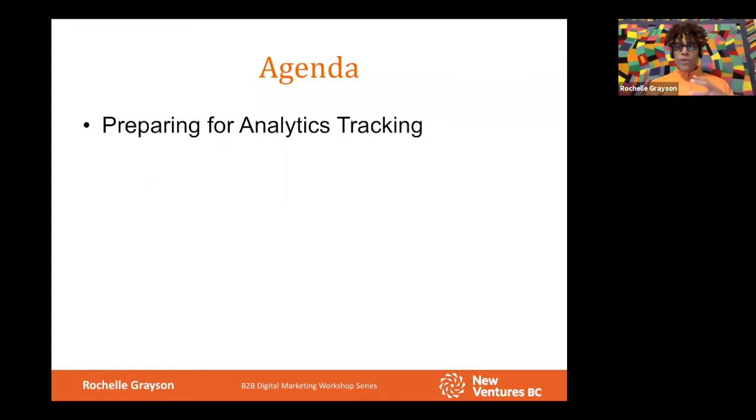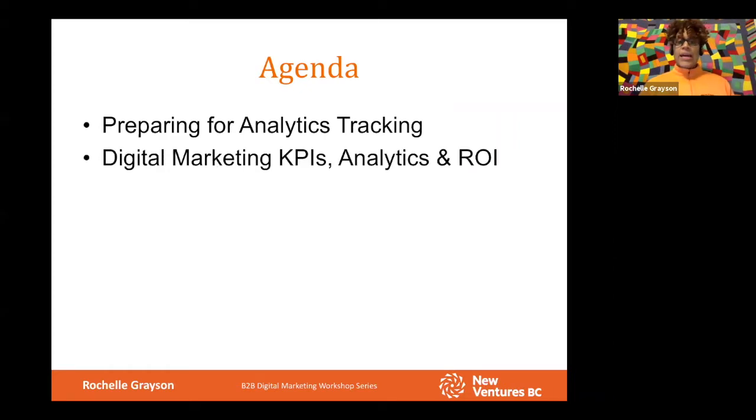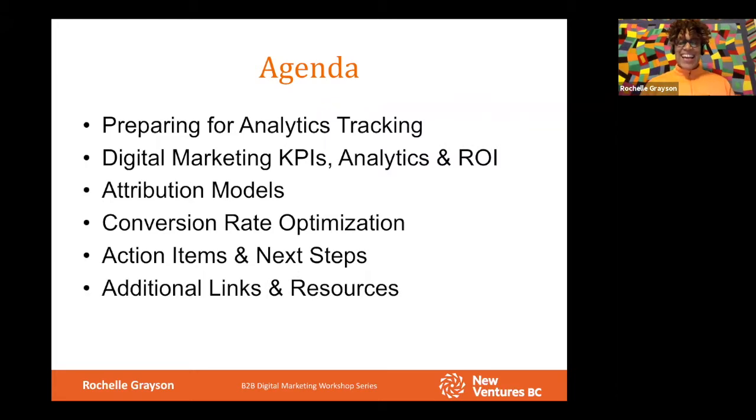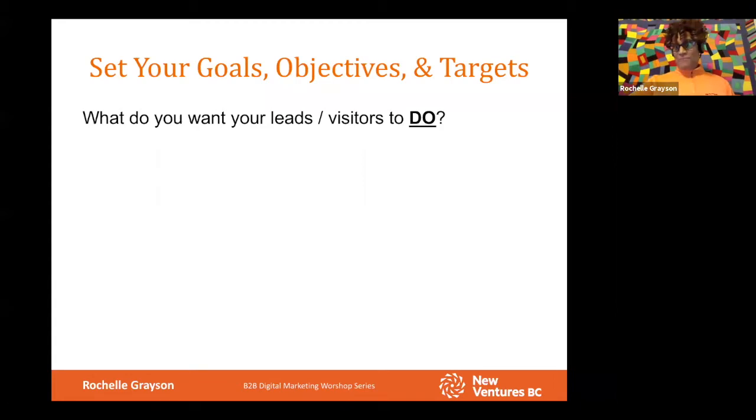In terms of our agenda, I'm going to break this down into a couple of things. So before we get into the analytics and the calculations and the math, there are some things that you need to do to prepare to basically track your analytics. So we're going to talk about that first. What do you have to do to prepare before you even start tracking things? Then we're going to dive into KPIs, analytics, and ROI issues. Then we're going to talk about some attribution models, conversion rate optimization, action items, and next steps that you guys should take. I have several additional links and resources for you. And so there we go.